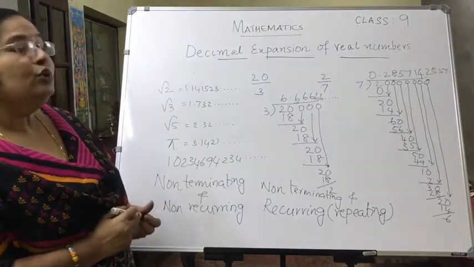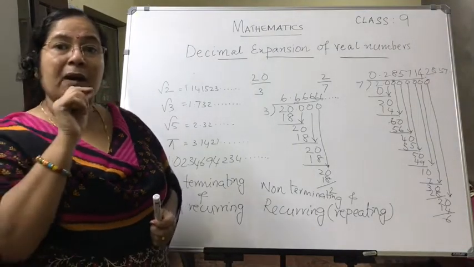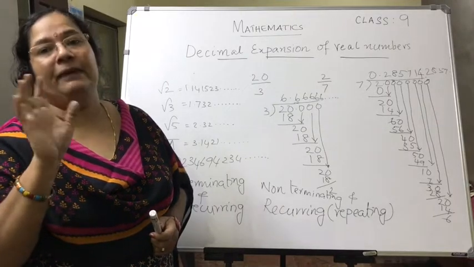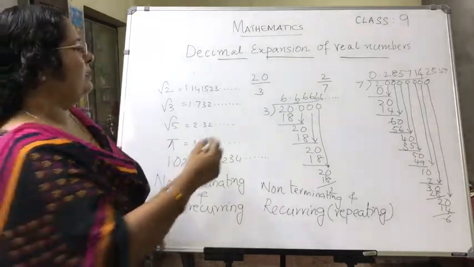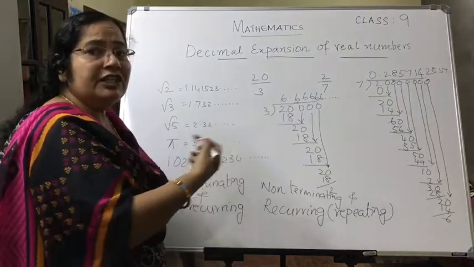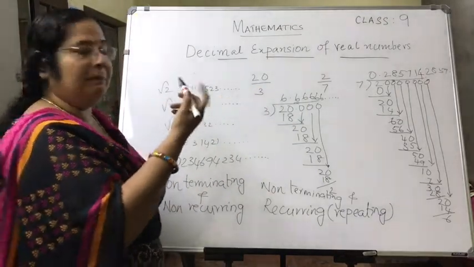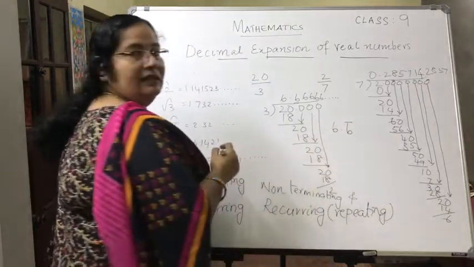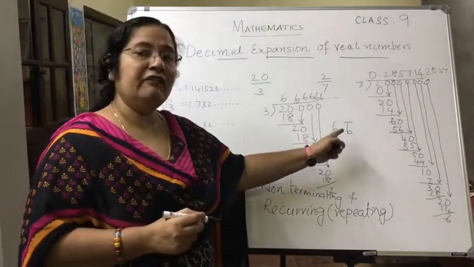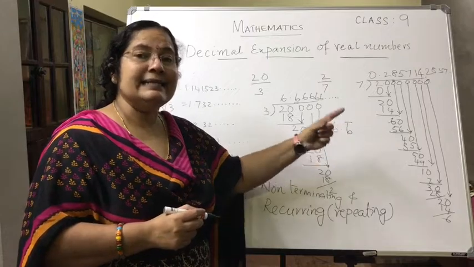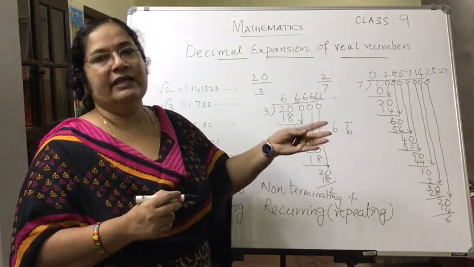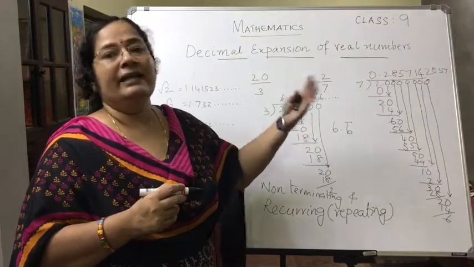That is, you will be putting a bar over the digits which are repeating. So suppose 6.666, which digit is being repeated? 6 is repeated. So you will write 6.6 bar. The 6.6 bar will tell you that the digit 6 is being repeated. It is non-terminating and it is recurring.